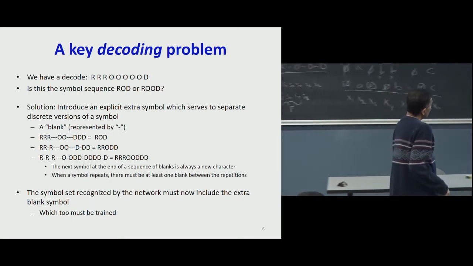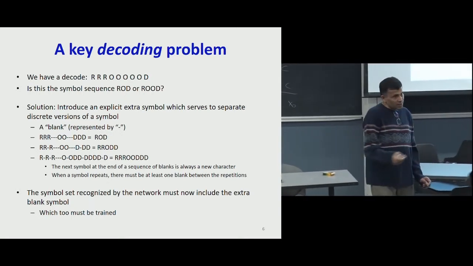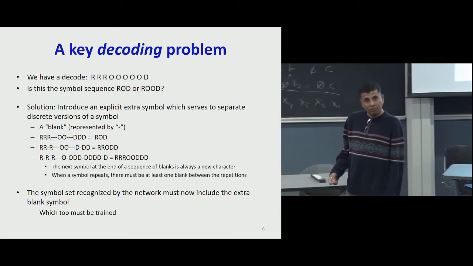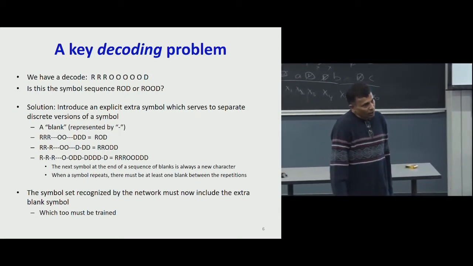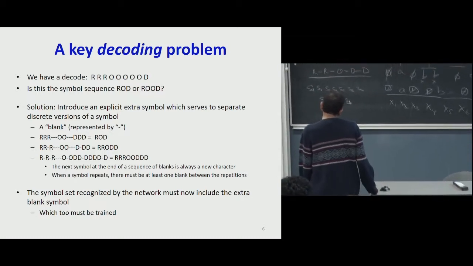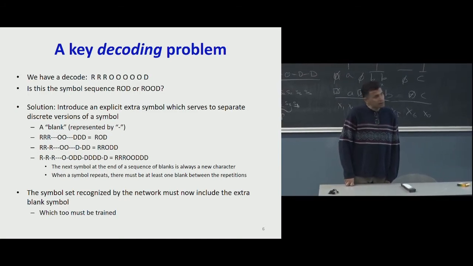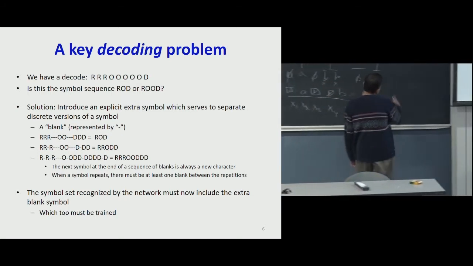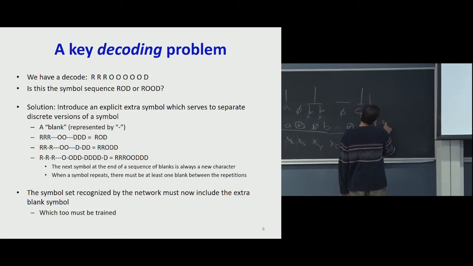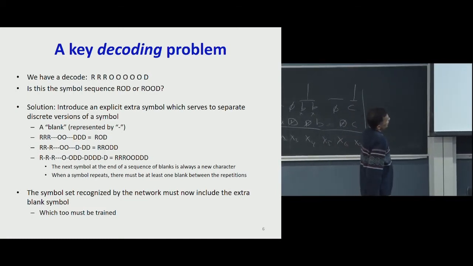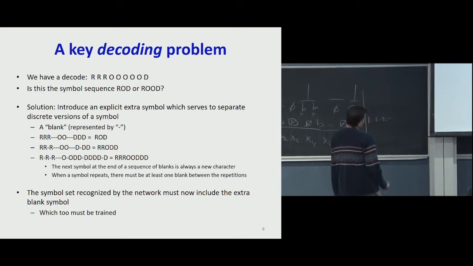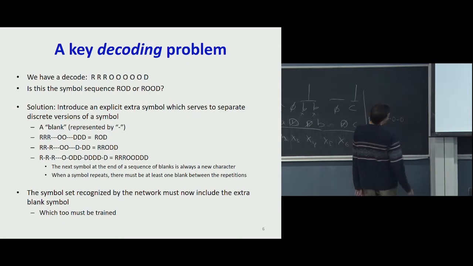So in the third case, for instance, I have three instances of R, but between the R's I have blanks. So if I collapse it using the same rules, where I say that I will collapse repetitions of any symbol, that is going to collapse to R hyphen R hyphen R, and then you have three blanks, which I'm going to collapse into one, and then I have an O, and then I have a blank, and then I have an O, then I have several repetitions of D, two repetitions of D, a blank, then four repetitions of D, a blank, and a D.